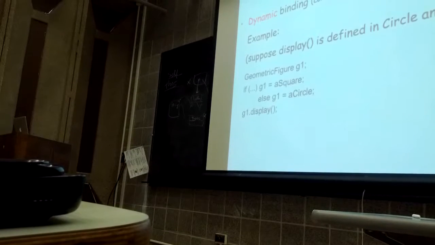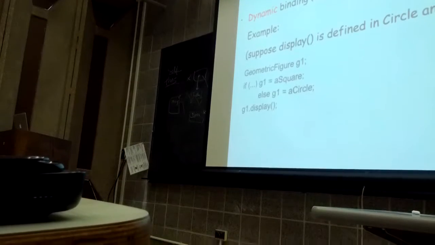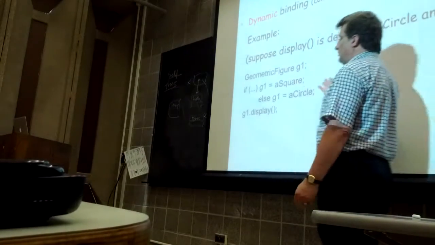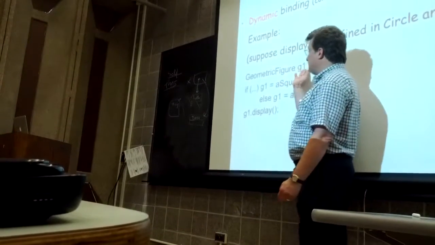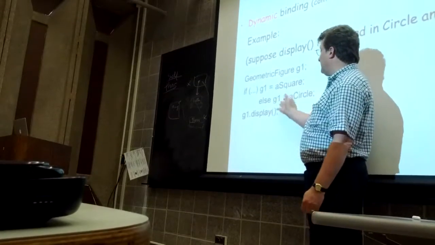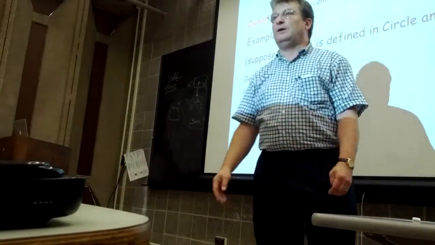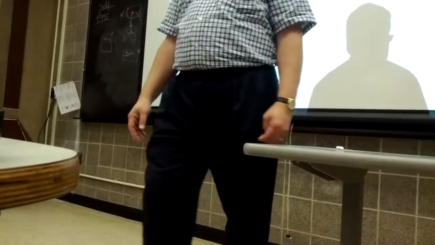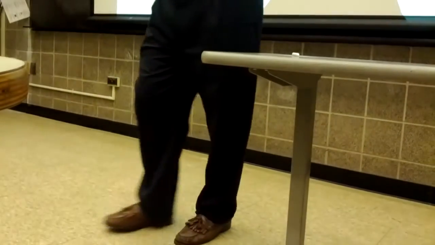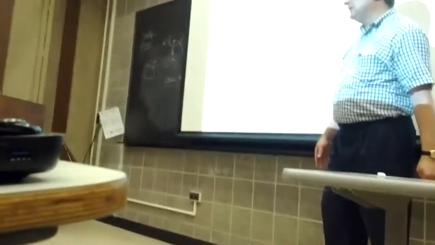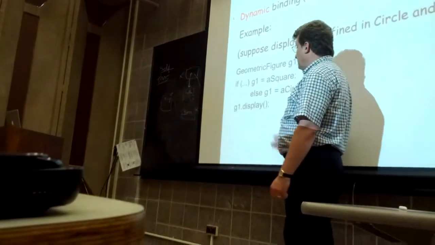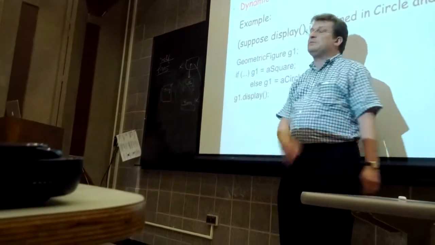Or the flip side of it is, if you need a geometric figure, you can supply a circle or you can supply a square and everything will be fine. So we could have conceivably this code. G1 is a geometric figure. Here I bind it to a square. Here I bind it to a circle. Is that clear to everybody? It's legal, even in a statically typed language, by identifier polymorphism. And then I send the message display to the object bound to G1.